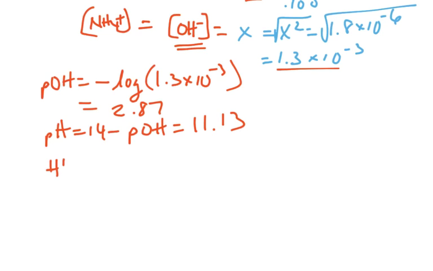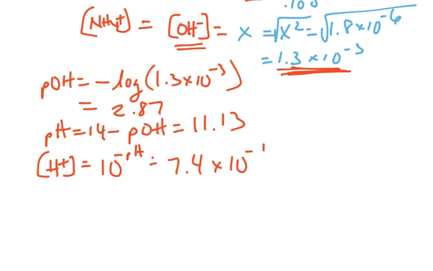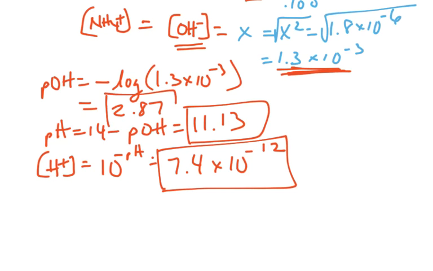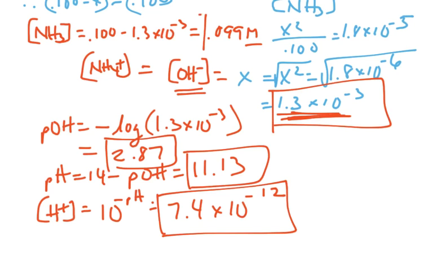And my H+ concentration, again, I can get that either by saying 1 times 10 to the minus 14 divided by this number, or I could say that it's 10 to the negative pH. Either way, the answer does come out to be 7.4 times 10 to the negative 12th. So I know my H+ concentration, I know my pH, I know my pOH, I know my OH minus concentration, which is also the ammonium concentration, and by doing the subtraction, I was able to find my NH3 concentration.